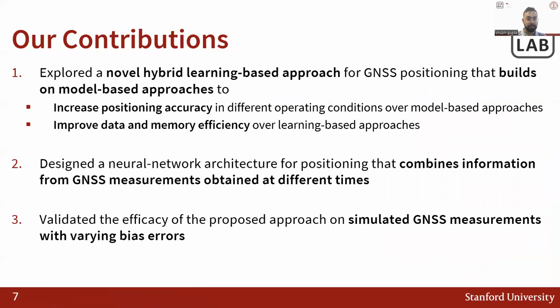Here are our contributions. We explored a novel hybrid learning-based approach for GNSS positioning that builds on model-based approaches to increase the positioning accuracy in the different operating conditions over existing model-based approaches and improve the data and memory efficiency over learning-based approaches. Our designed approach can combine information from GNSS measurements that are also obtained at different times and therefore perform sequential positioning. And finally, we validated the efficacy of our proposed approach on simulated GNSS measurements that contain varying bias errors.